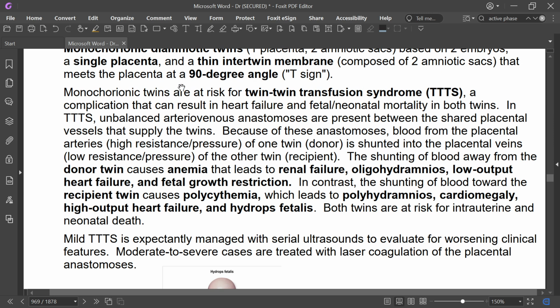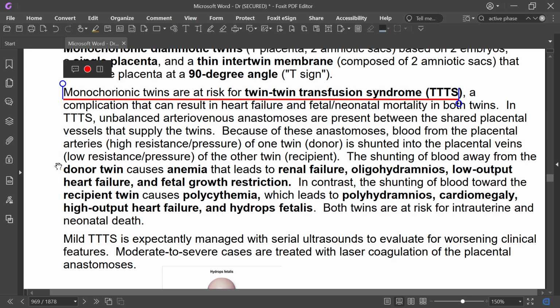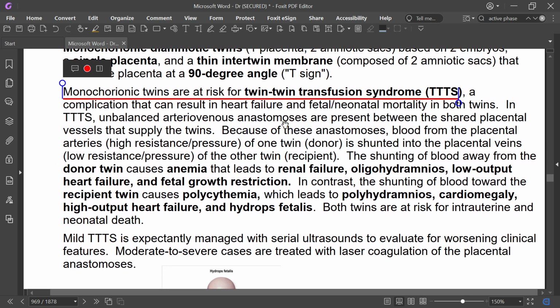Monochorionic twins have increased risk of twin-twin transfusion syndrome. Twin-twin transfusion syndrome, a complication, can result in heart failure and neonatal mortality in both twins. In twin-twin transfusion, unbalanced heavy anastomoses are present between the shared placental vessels that supply the twins.